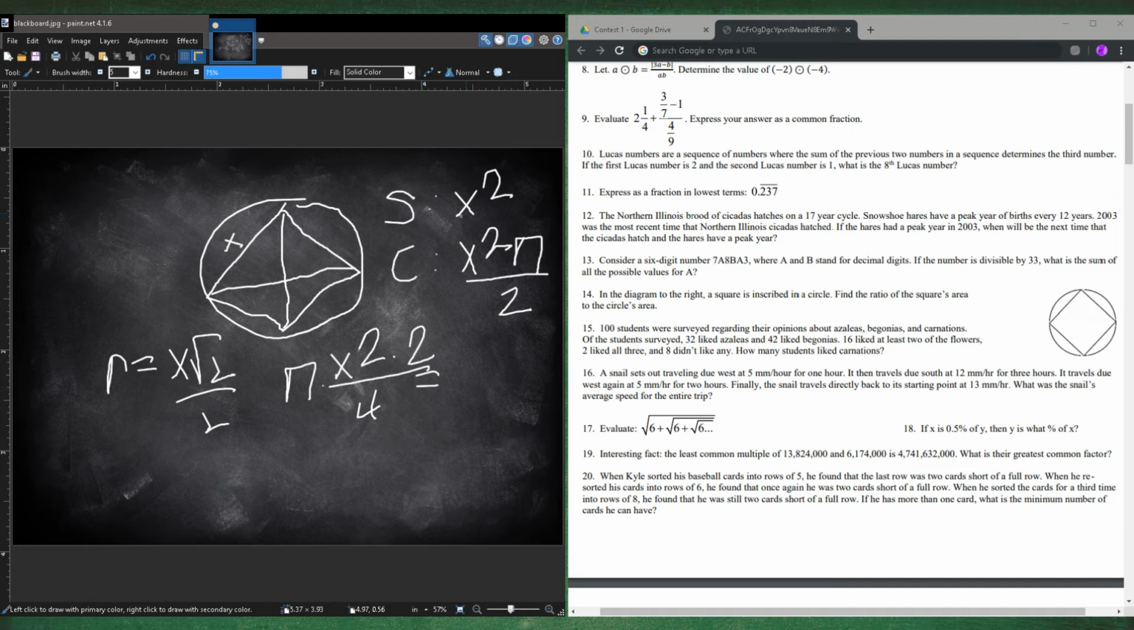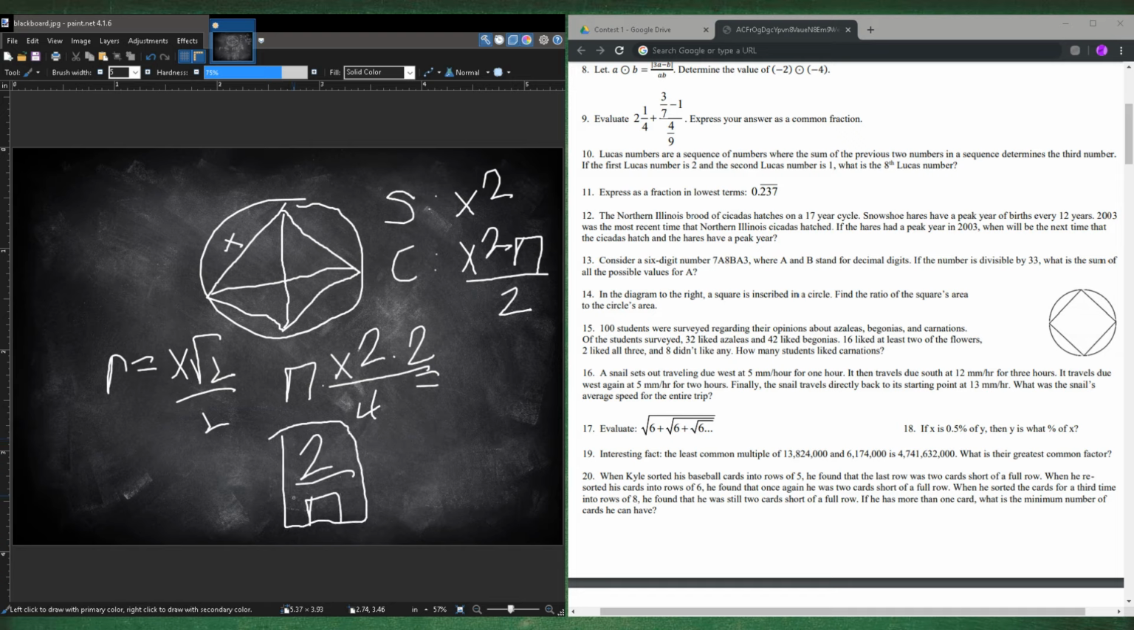So find the ratio of the area of the square versus the circle. So it's just x squared divided by x squared pi over 2, which is just the reciprocal, so just 2 over pi. And the x squared terms cancel each other. So this is the answer.